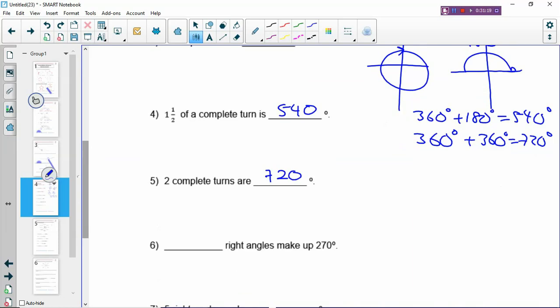Alright. Now, how many right angles make up 270 degrees? Alright, first of all, how to know what is a right angle? Right angle means it is 90 degrees. So you just take 270 divided by 90. So you have 3 right angles. Right? 3 right angles make up 270 degrees.